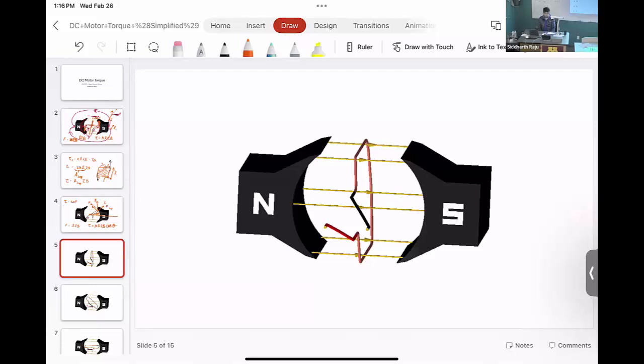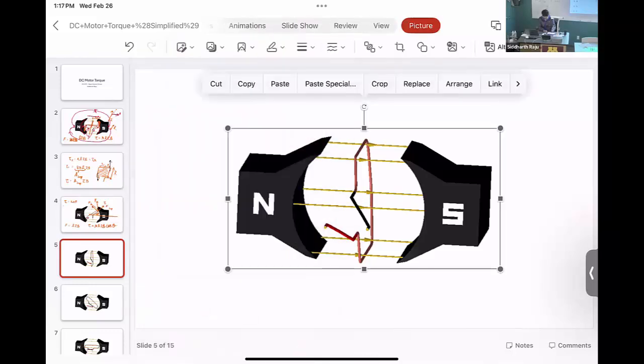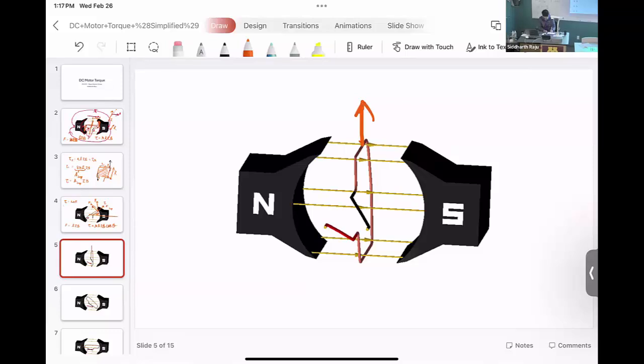Is there going to be a torque on the conductor? Zero. In this case, all the force is going to be along this direction, right? There is going to be no torque on this because the perpendicular component of force is 0. Perpendicular is 0, which means the torque is also 0 at this point, right?